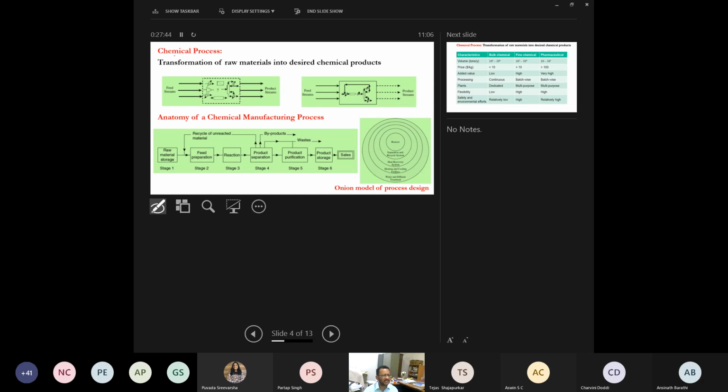We all know that a chemical process is a transformation of raw materials into the desired chemical products. This is the general definition of a chemical process, because our objective is fixed, that is the product. How we are arriving at this product from the resources or feed streams? We have different unit operations here, and we have to identify them. Normally this chemical process is a two-step process.